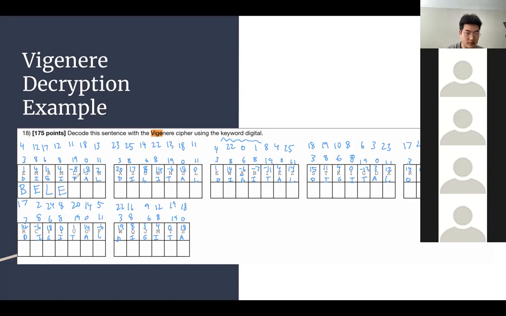Okay, so here it's -8. If we add 26 to that, it's 18. So that's S. Here, -6, same thing as 20 if you add 26, so U. And I'll just carry on.